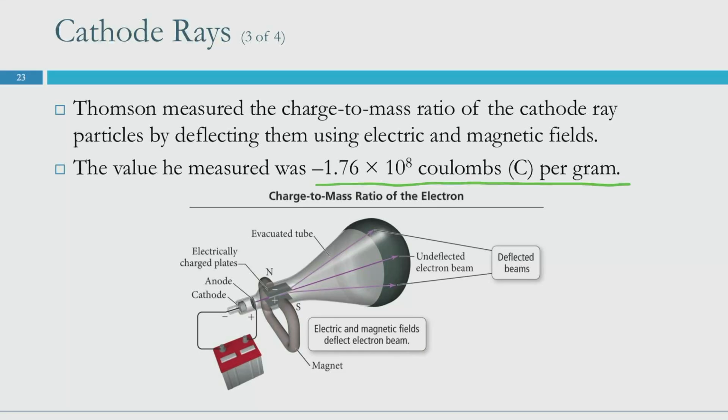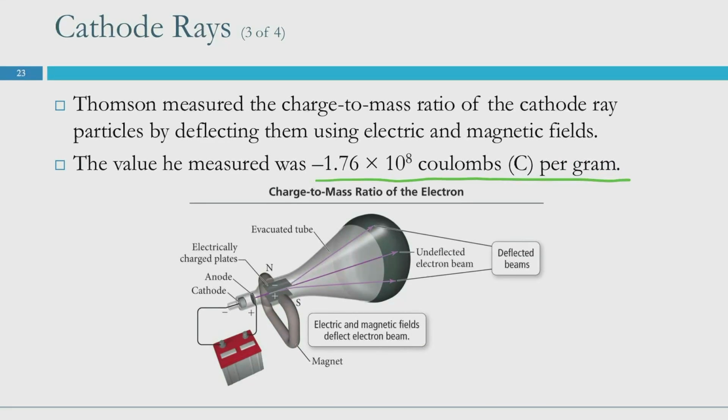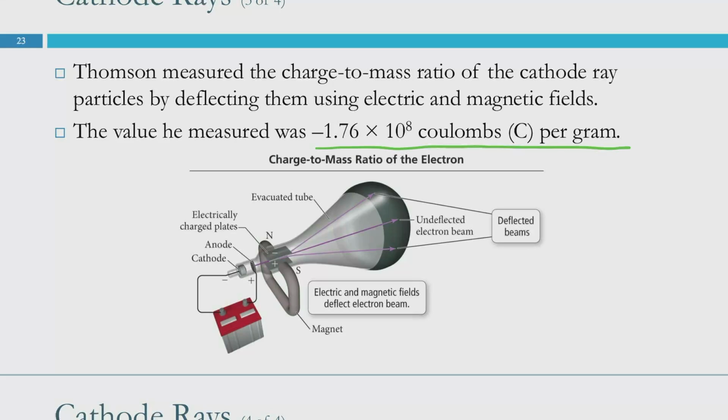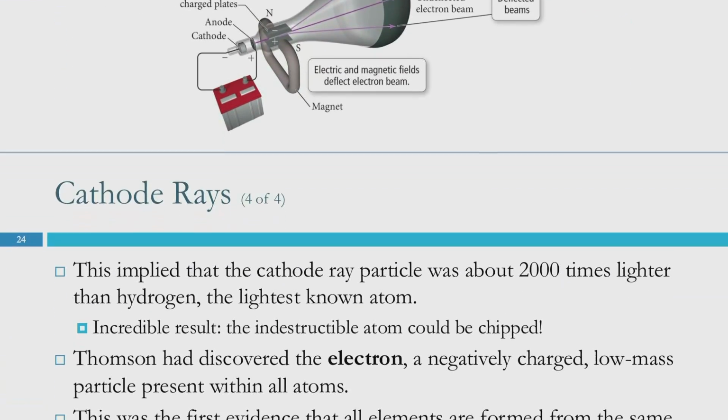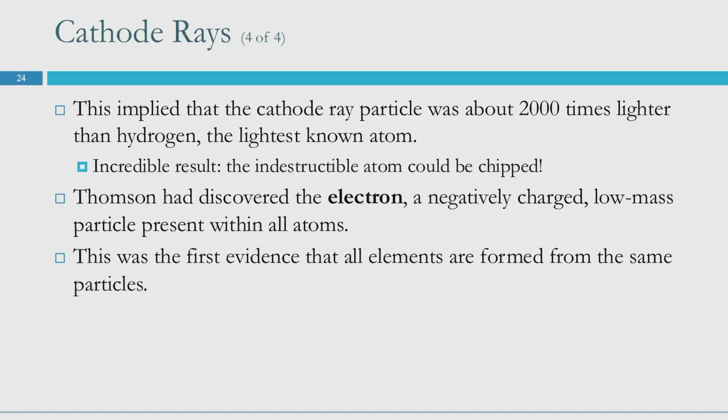So we measured a value, a charge to mass ratio of this many coulombs, which is a unit of charge, per gram. So if you had a gram of electrons or a gram of these cathode ray particles, then it would be this many coulombs of charge. One of the implications of this is that the cathode ray particle was about 2,000 times lighter, or 1/2000th of the mass of hydrogen, which is the lightest known atom. This means that the cathode ray particle is smaller than a hydrogen atom. And we see that it's an electron just in the next slide, so I'm just going to write electron.